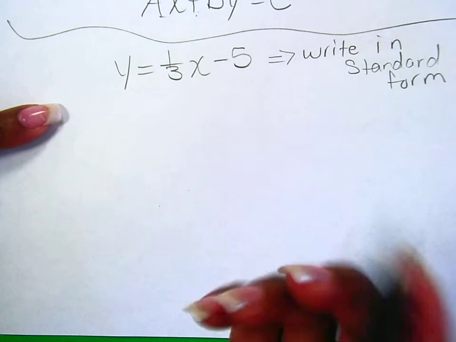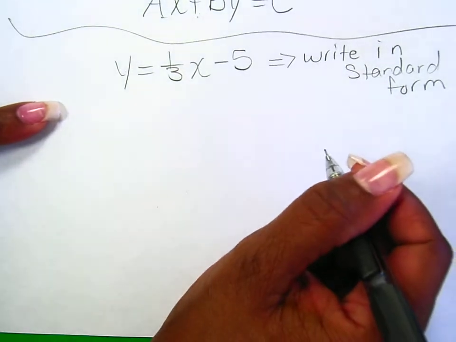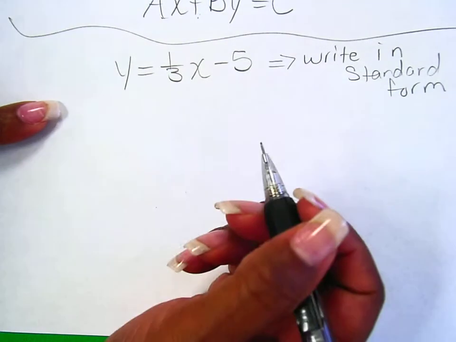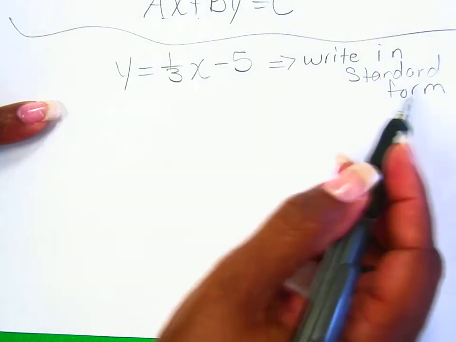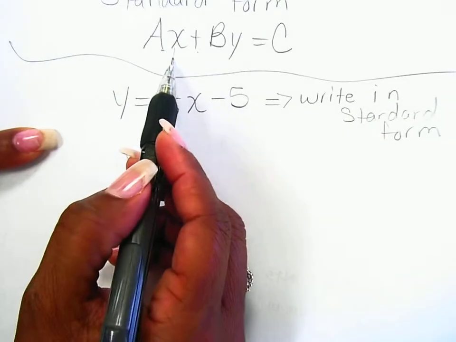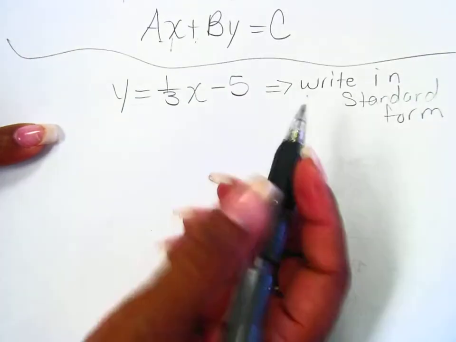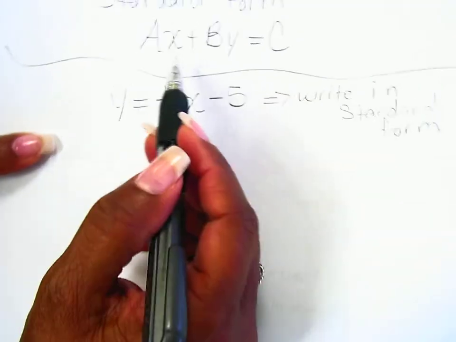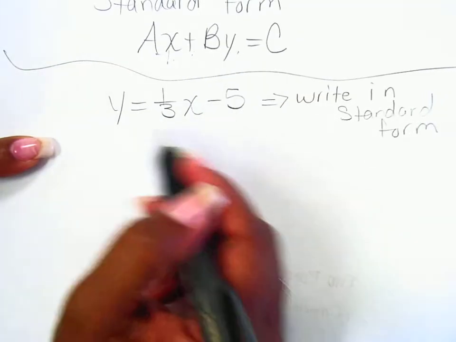I need to slow down because when I talk fast, my pronunciation really is not that good. So I want to write this in standard form, meaning ax plus by equals c. So what I'm going to do, I want my x and my y on the same side of the equal sign.